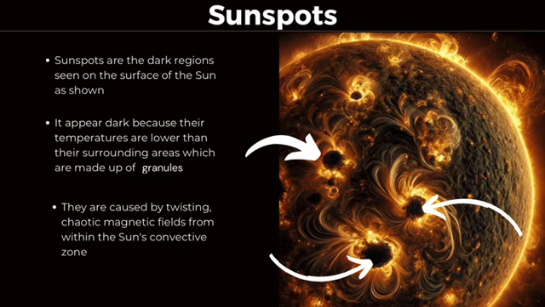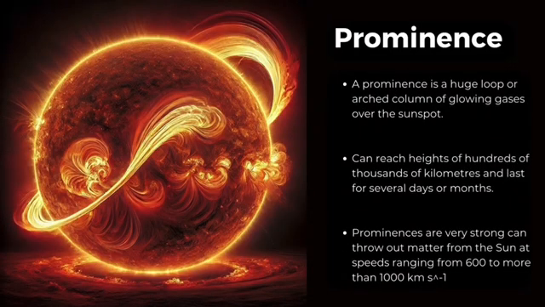They are caused by twisting, chaotic magnetic fields from within the Sun's convective zone, which is a layer of the Sun. Prominence. A prominence is a huge loop or arc column of glowing gases over the sunspot. It can reach heights of hundreds of thousands of kilometers and last for several days or months. Prominences are very strong and can throw out matter from the Sun.